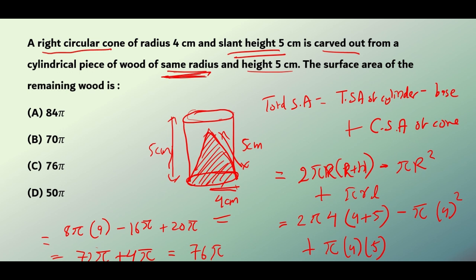Now in this case, we do not need to put the value of pi, since the answer is in the form of pi. If it had been in the form of fractions, we would have used 22 by 7 or 3.14. However, in this case, we do not need to use it. We already got the answer. It's option C, 76 pi centimeter square.